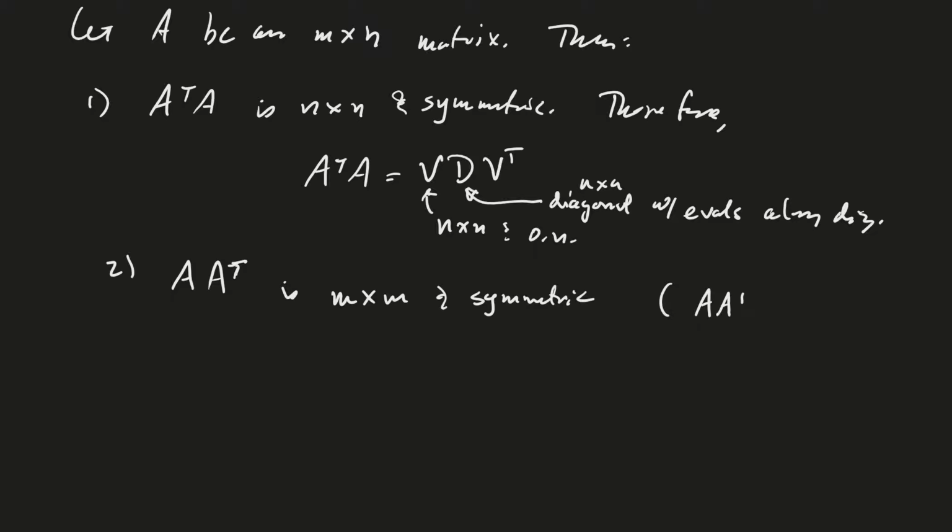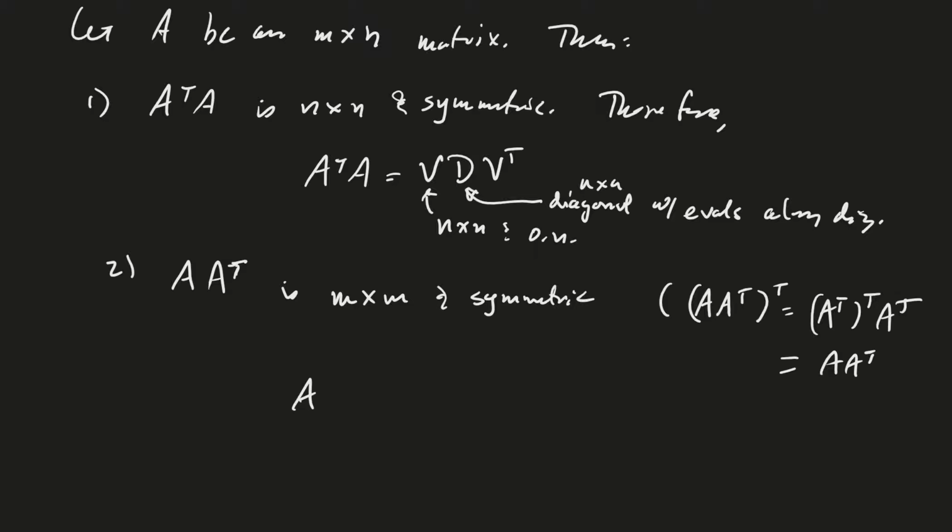If you take A A transpose, transpose, that's A transpose transpose times A transpose. Is that right? No, A. What did I just do? A A transpose transposed is A transpose transpose times A transpose, yes, A A transpose. There we go. Good. Okay, so A A transpose is symmetric as well.